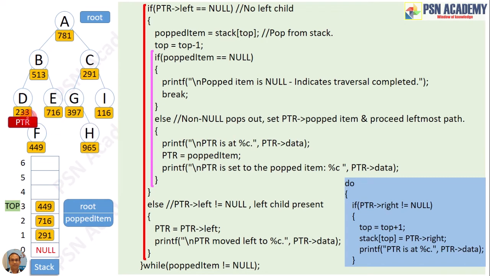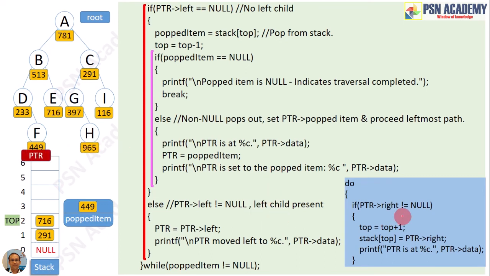So here we go, PTR left is null. So we get inside, popped item equal to stack top. So 49 comes over here, top goes to 2 and we check whether popped item is null or not. We see that popped item is not null. So this else block will be executed. We set PTR to popped item. That means PTR is standing at 233 now. It will be pointing to 449 like this.